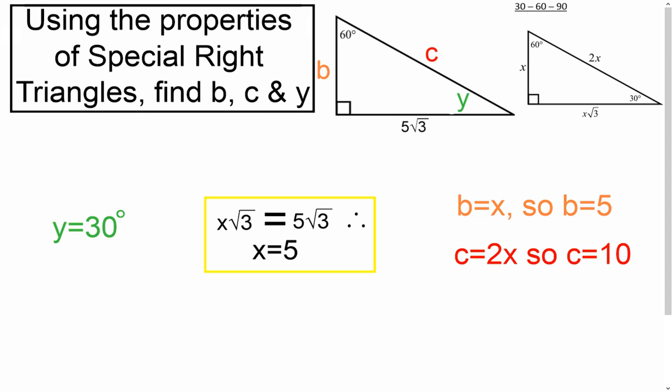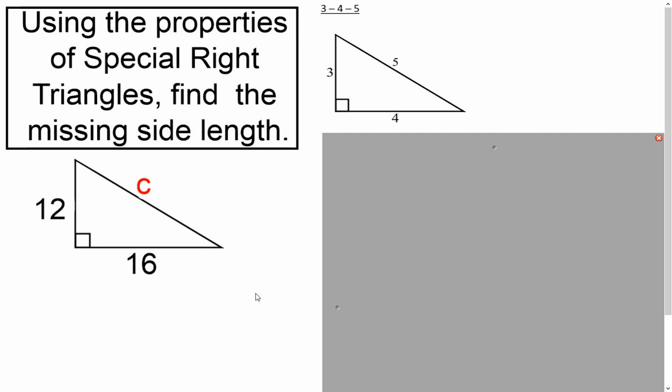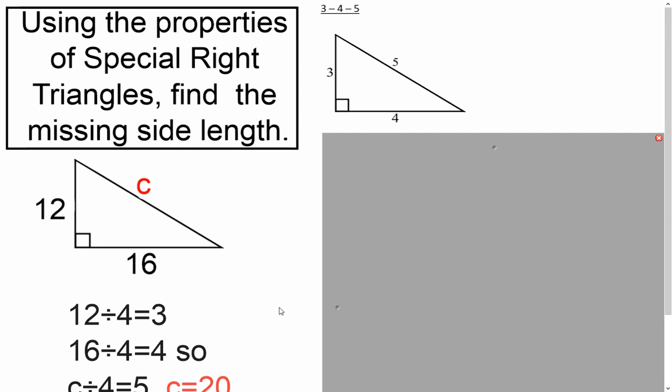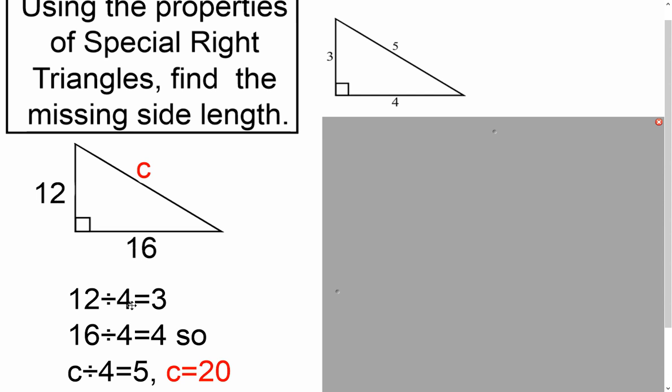Let's look at our last example, a 3, 4, 5. You're looking at it and you say, okay, I see the hypotenuse. In this case, we're looking for C. It's going to be some multiple of 5. So I have to figure out what multiples of 3 and 4 the 12 and the 16 are. What numbers go into those? The number that goes into both of those is 4. 12 divided by 4 is 3. 16 divided by 4 is 4. So what divided by 4 is 5? 20. So C is 20 in this case.